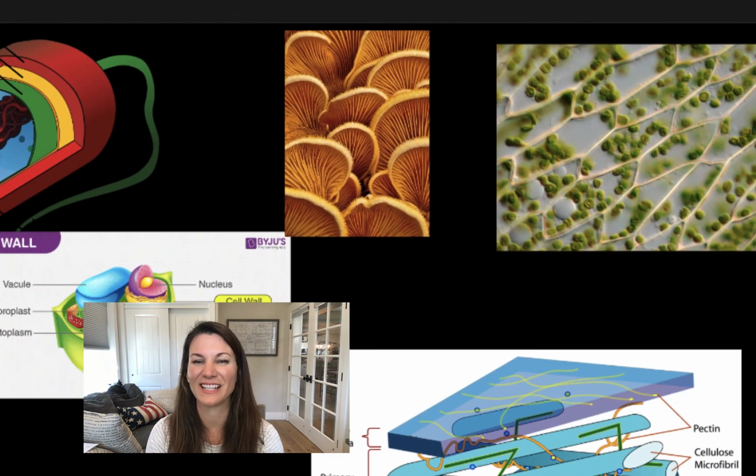Fungi also have cell walls, but their cell wall is made up of another kind of polymer of glucose called chitin. That is all that I have to talk to you about with regards to cell membranes and cell walls.